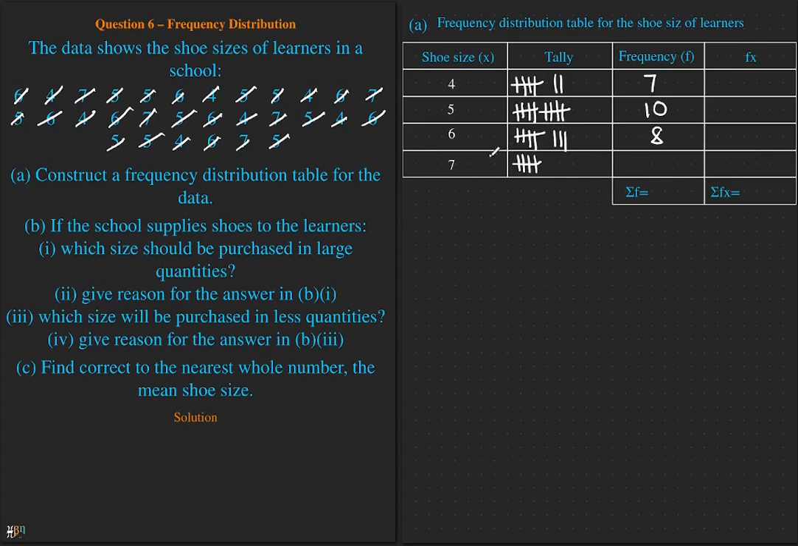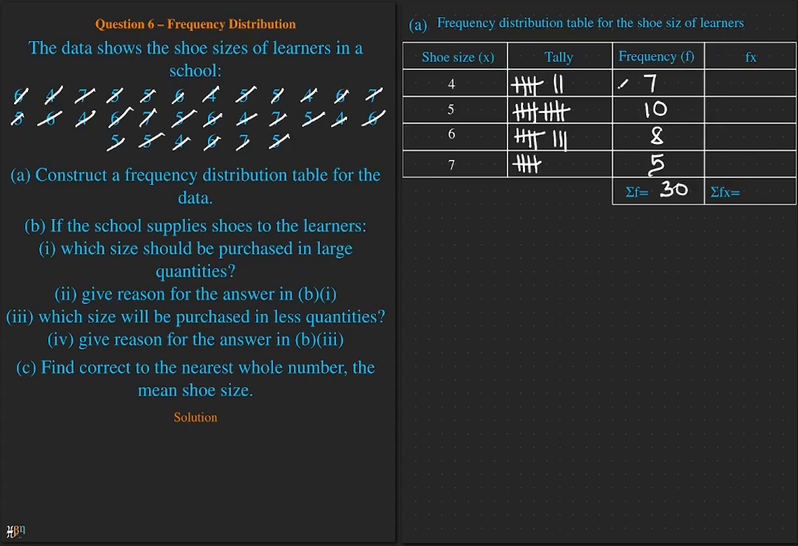And then for 7, we have what? Just a 5. Now we've solved for what? The sigma f. So we solve for sigma f, that is adding all of this. 10 plus 7 gives us a 17, plus an 8, we have 25. Then 25 plus 5 gives us a 30. So we have our 30 right here.